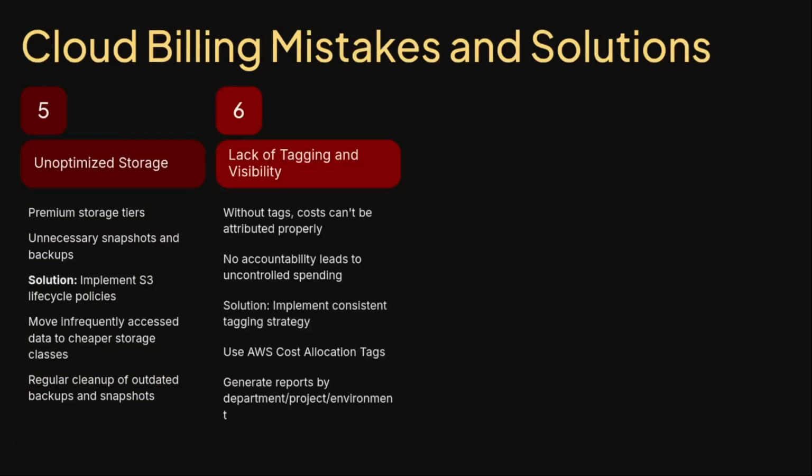Number 6, lack of tagging and visibility. Without proper tagging, cloud costs are a black box. You know you're spending money, but you can't tell who's responsible, and which projects are budget vampires. Implement a consistent tagging strategy and use AWS cost allocation tags. Generate reports by department, project, or environment. Suddenly, those mysterious costs become transparent and teams become more cost conscious when they know their spending is visible to everybody.